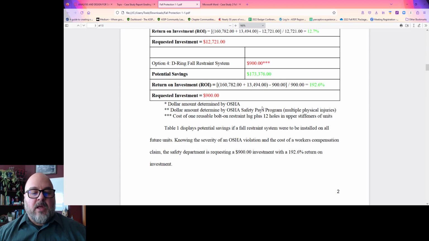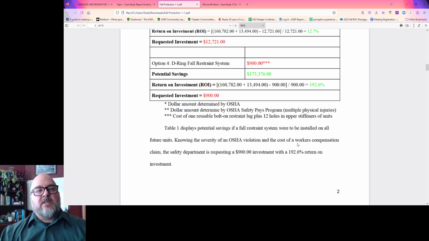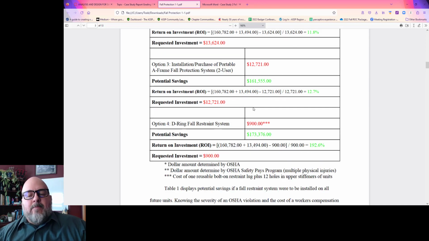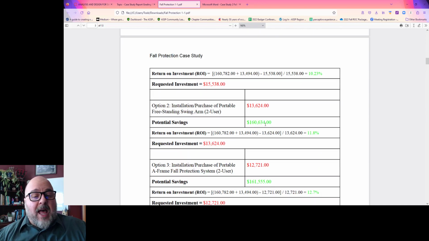Okay, interesting. Table 1 displays the potential savings if a fall restraint system were to be installed on all units, knowing the severity of the outcome. Yeah, but if you're going to have a fall arrest system, you have to have a plan for rescue too, and that's going to cost money. Whether you're going to see if the local fire department has the proper equipment or you're going to do it in-house, that may cost more equipment. So he's not providing a full view, but it's not bad.